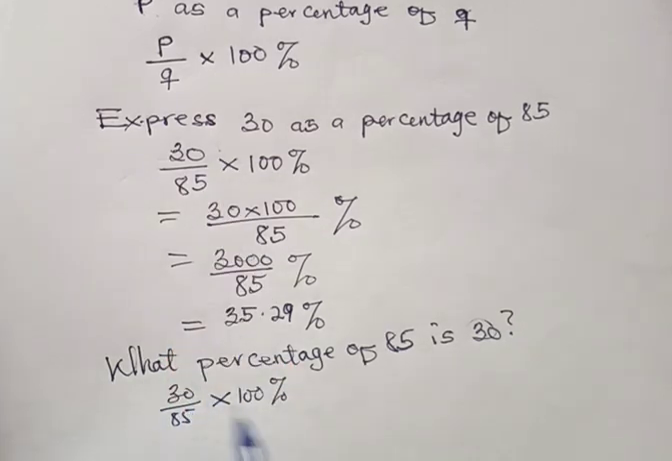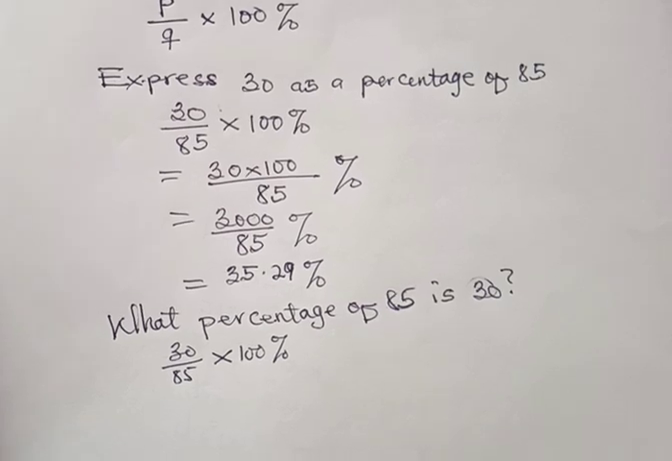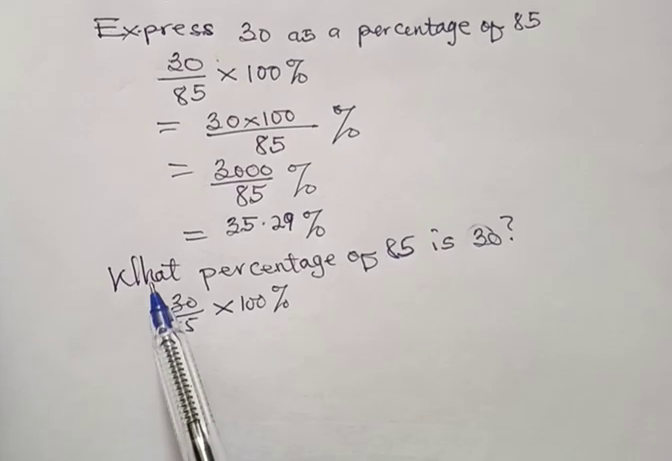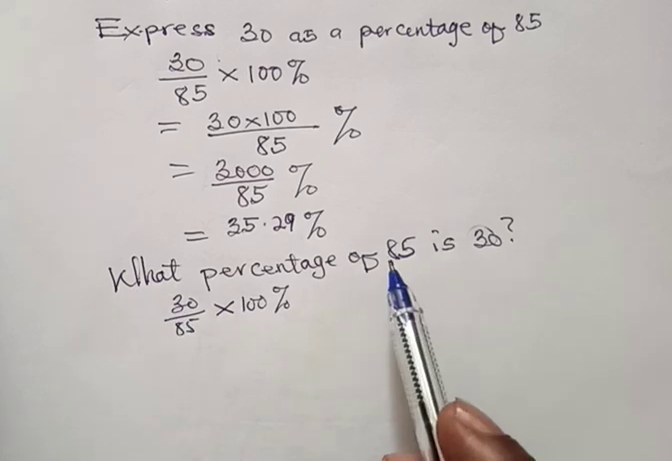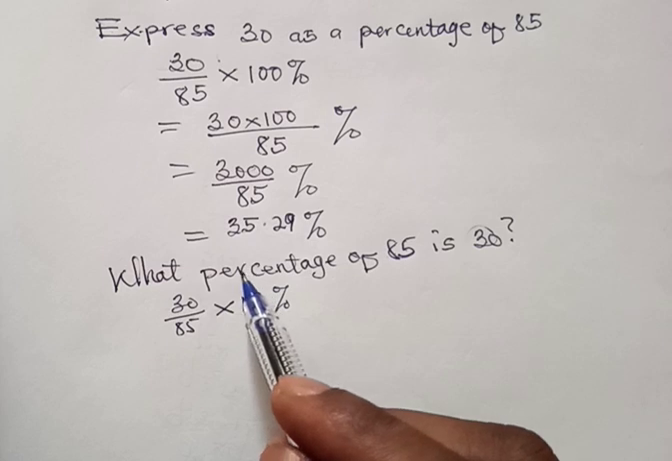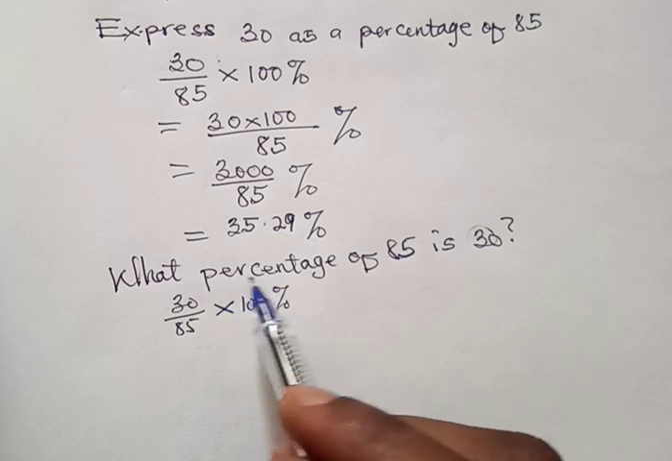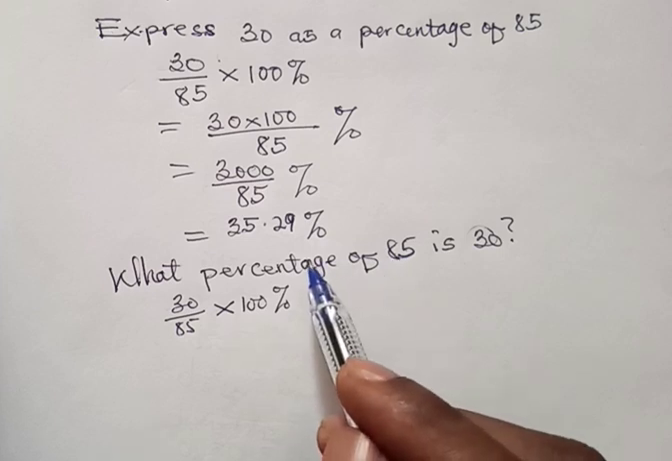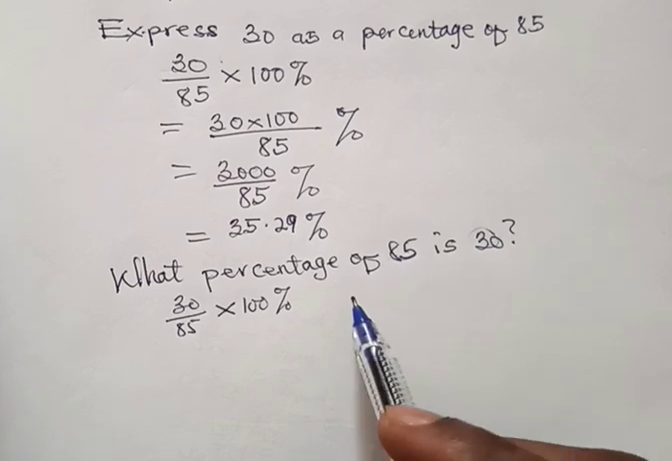So we are not going to work with that, but we are going to use another method. Note that for the same question, we can use a different method. Now, you see that the question says, what percentage of 85 is 30? Remember that in the previous one, when we were expressing percentage of a quantity, you'll be given the percentage and then you change that percent to a fraction and multiply by whatever quantity, and that gives you the answer.